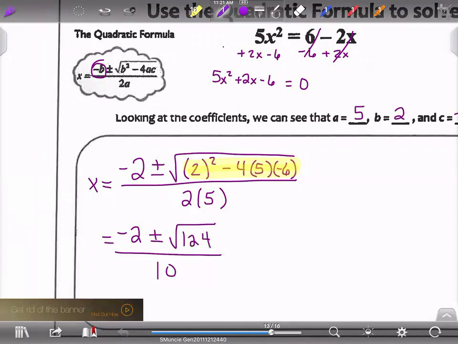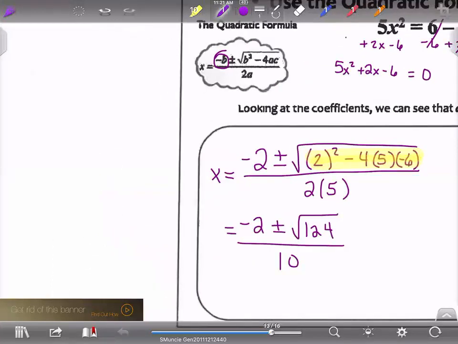So Nathan's saying 124. Anybody else get that? Ask yourself, is 124 a perfect square? No, it's not. So this is where the simplification's going to have to happen. Out to the side, we're going to start with the square root of 124, and we're going to have to break it apart into two numbers that multiply to give us 124, but one of them must be a perfect square.